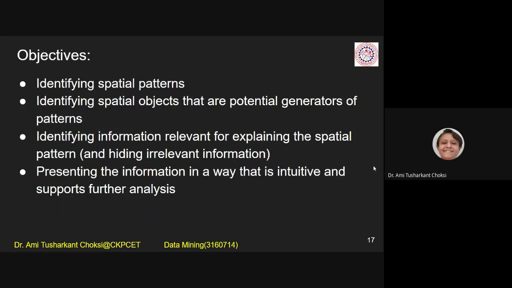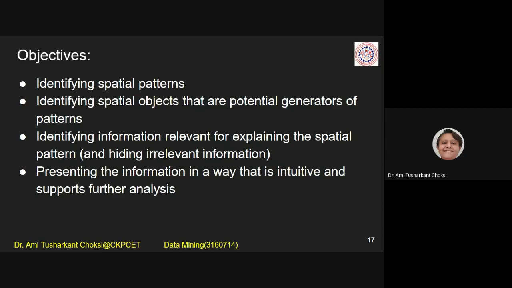Now what are the objectives of it? Identifying the spatial patterns, identifying spatial objects that are potential generators of patterns, identifying information relevant for explaining the spatial pattern, and hiding irrelevant information. See, this is also required.